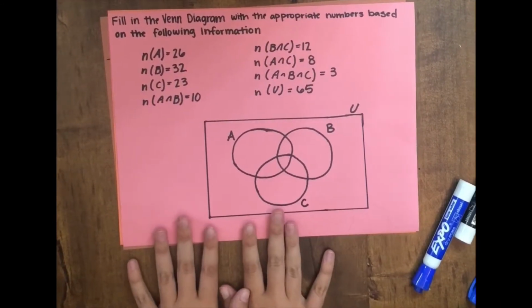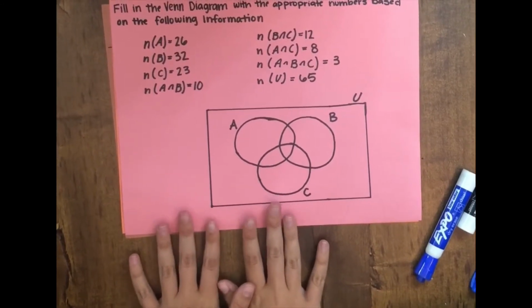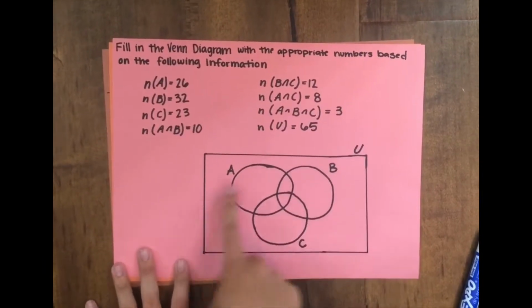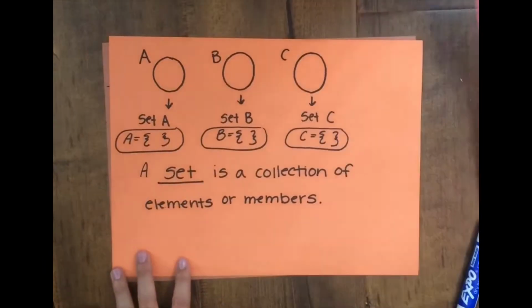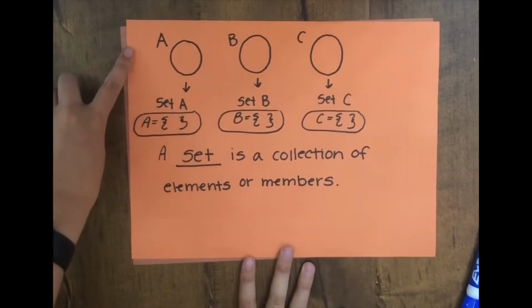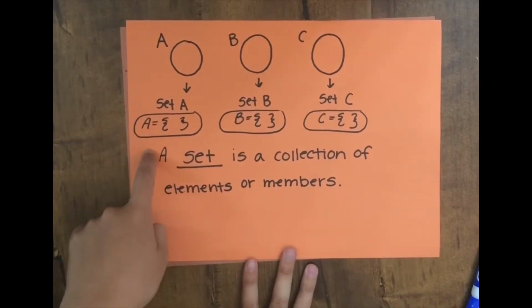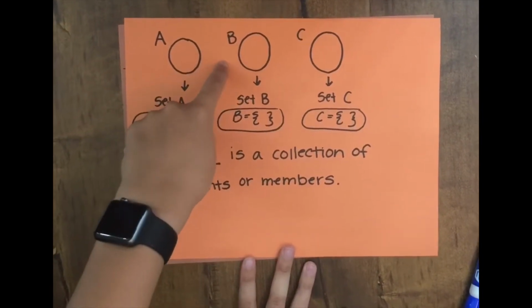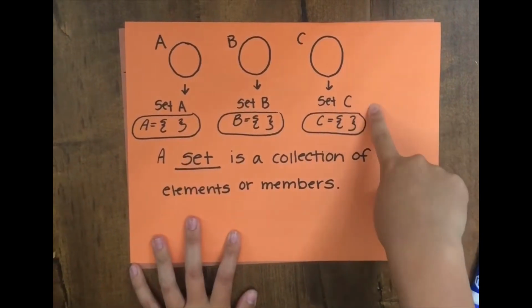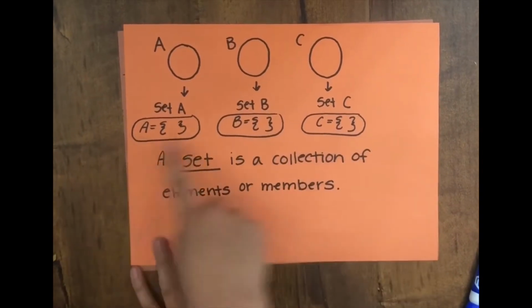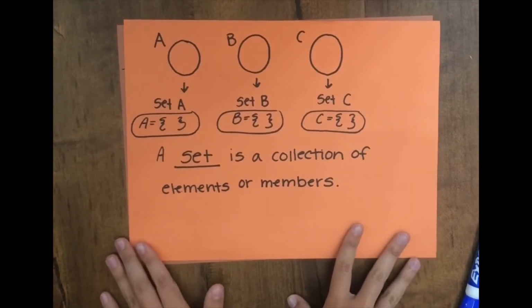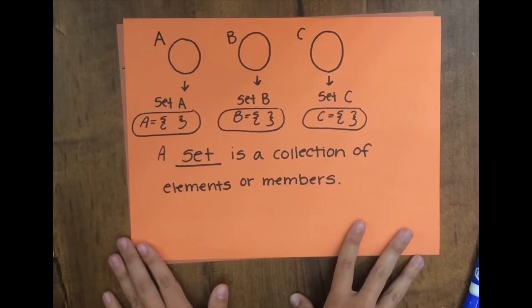Before we start solving the problem, let's first go over some simple definitions and terms. Looking at the Venn diagram, you can see there's 3 circles, each labeled A, B, and C. If we were to break it down, the circle that's labeled A is set A and can be written like this. The circle labeled B is set B and can also be written like this. And the circle labeled C is set C and can be written as well like the other 3, like that. So basically a set is a collection of elements or members, whether it be numbers, letters, or words.